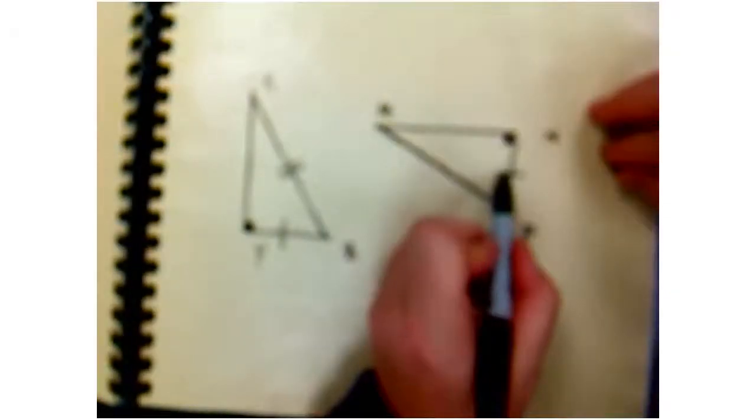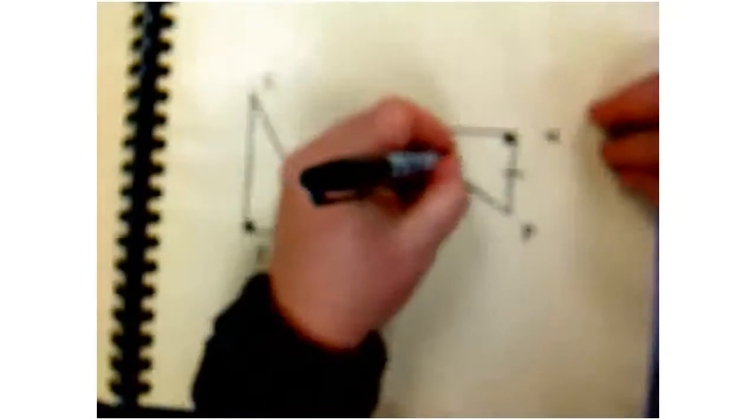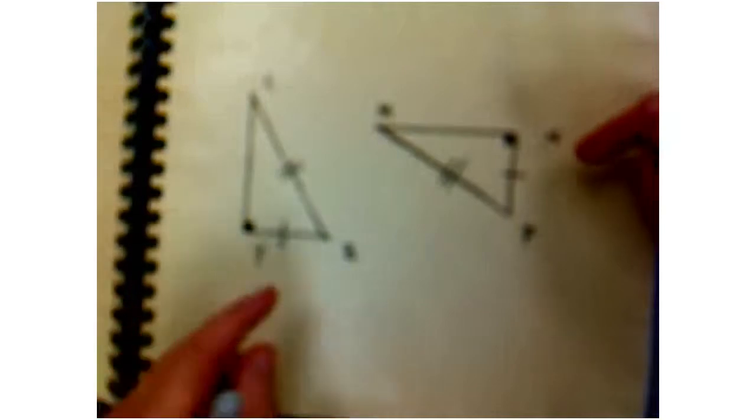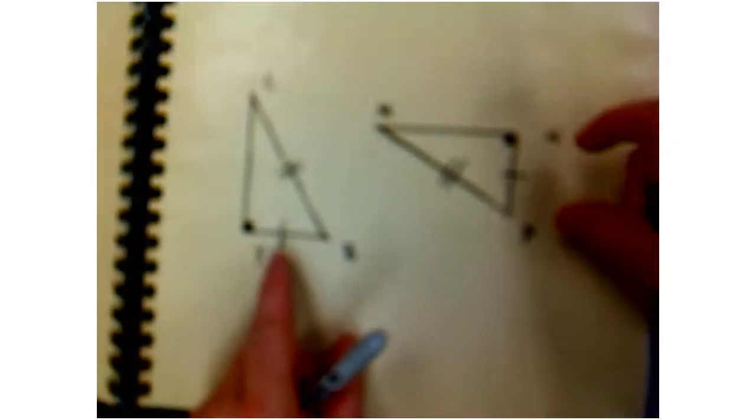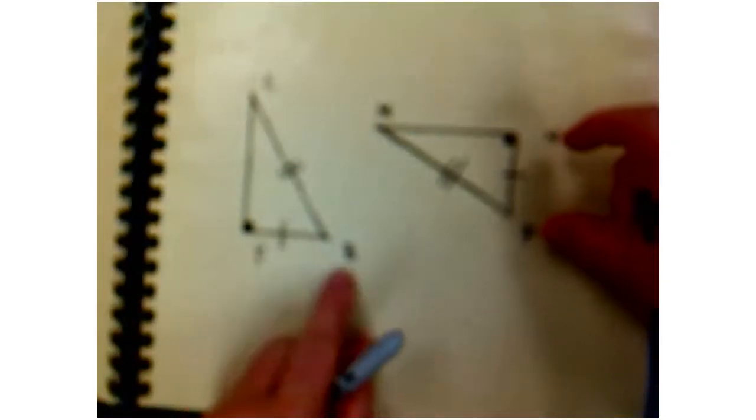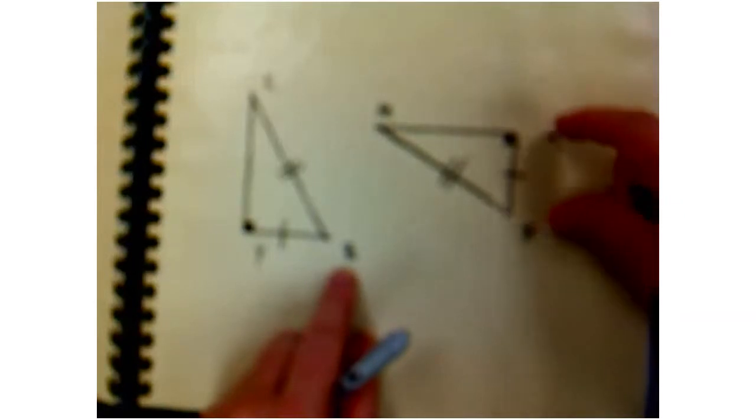Leg NP has 1 tick mark, and hypotenuse MP has 2 tick marks. So do these correspond? Well, the 90s correspond for sure, but we don't care about those. We want to make sure, okay, the smallest leg, aha, yes, YZ does correspond with NP, doesn't it? And then our hypotenuse always corresponds. So are these two triangles congruent?